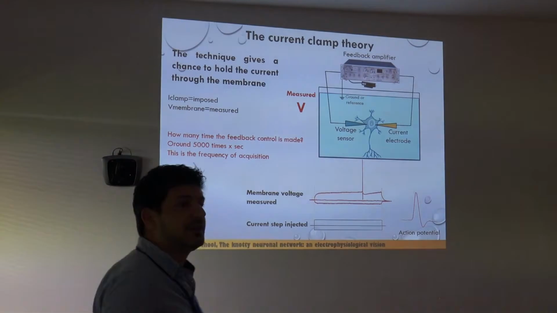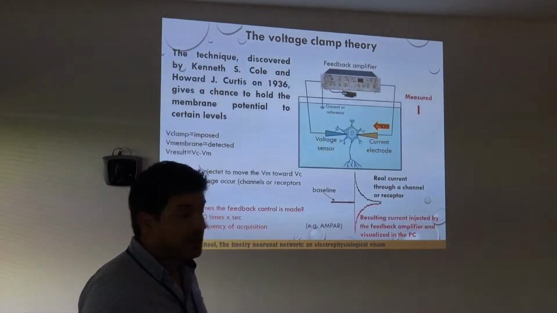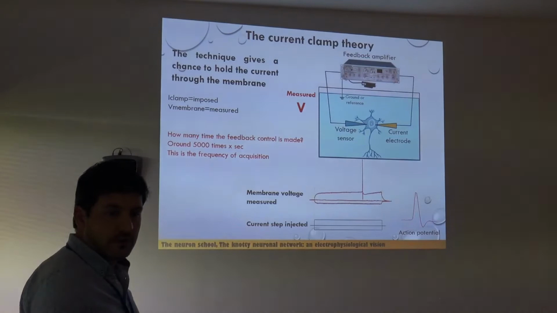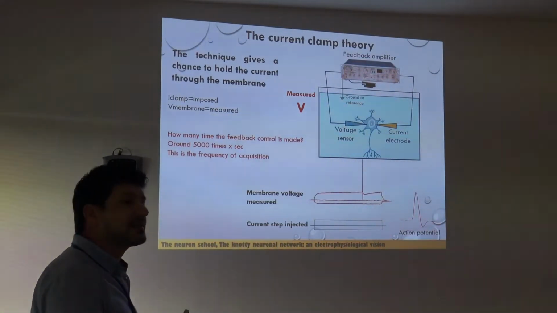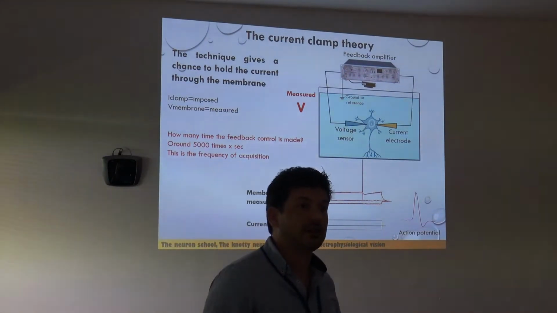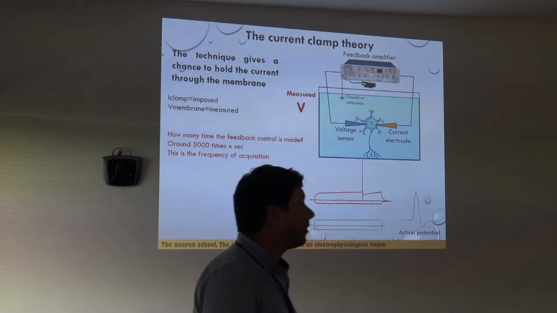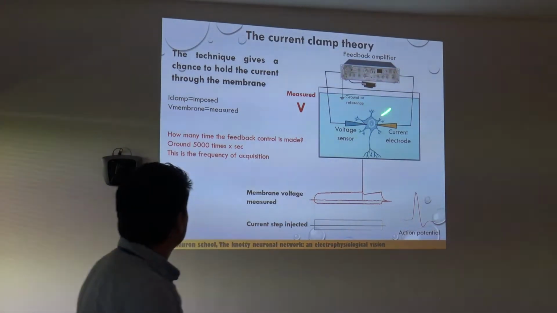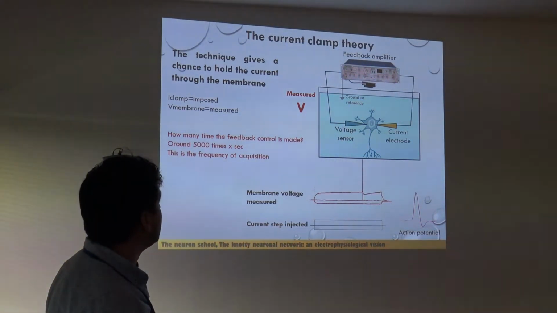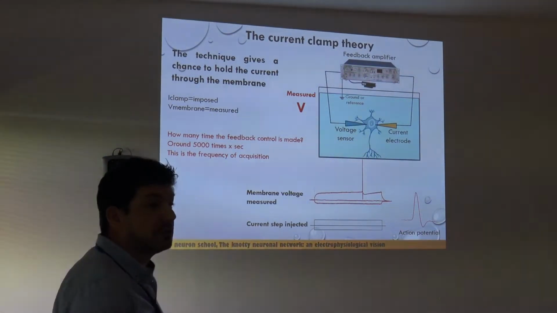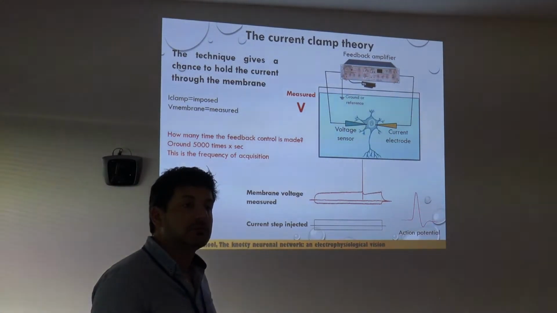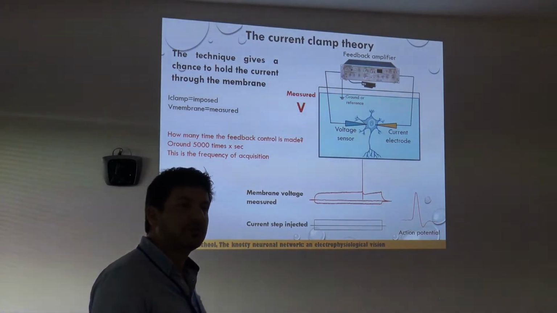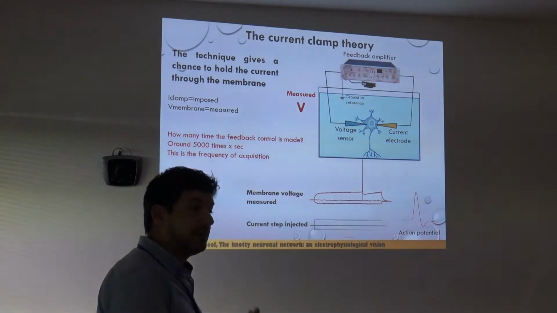What about the current clamp theory? With a voltage clamp, you fix the voltage and you measure the current. In the current clamp method, you fix the current that you want to inject inside the cell, positive or negative, and you record the change in membrane potential. The current clamp method is really useful if you want to study action potentials, for example. Instead, the voltage clamp technique is really useful if you want to study the opening and closing time of the receptors, and the current mediated by receptor activation.